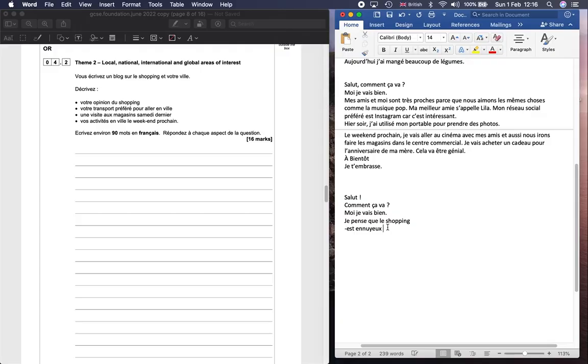Je pense que le shopping c'est ennuyeux parce que je déteste le shopping. Let's put the accent here. Some of us hate shopping, so je pense que le shopping. Alors, if we detest this or rewrite, je déteste le shopping.